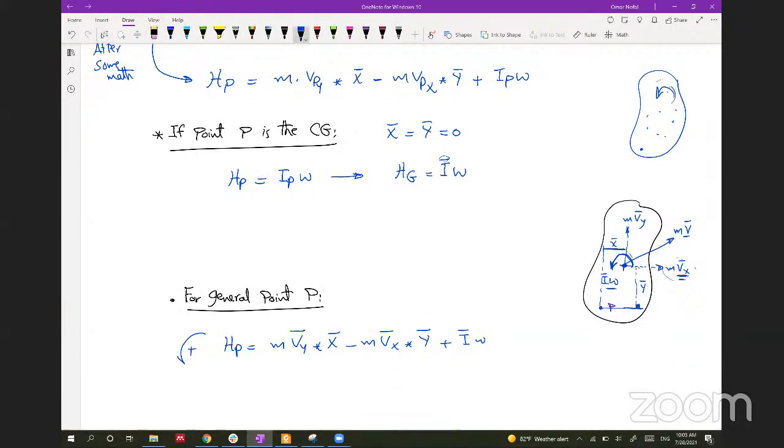And if you keep approaching until you get to the CG, the x bar and y bar will be equal to 0, and you will be left with I bar omega. So in the special case, x bar equals y bar equals 0 at the CG, this will give you HB equal to I bar omega. All right, does anybody have any questions on the angular and linear momentum of a rigid body?